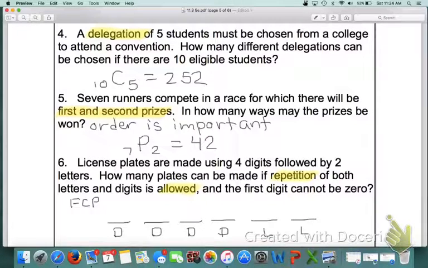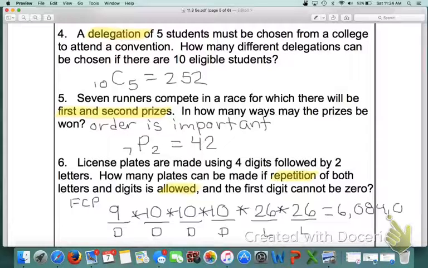Okay. There is a restriction here though. It tells me the first digit cannot be 0. So since the very first digit cannot be 0, we're talking 1 through 9, and in that case there are only 9 digits that we can put in the first slot. In the remaining 3 slots that call for digits, there's going to be 10 options because we can use 0 through 9. And then there are 26 letters in the alphabet. Remember, all of these need to be connected by multiplication. When we multiply that out, it gives us 6,084,000.